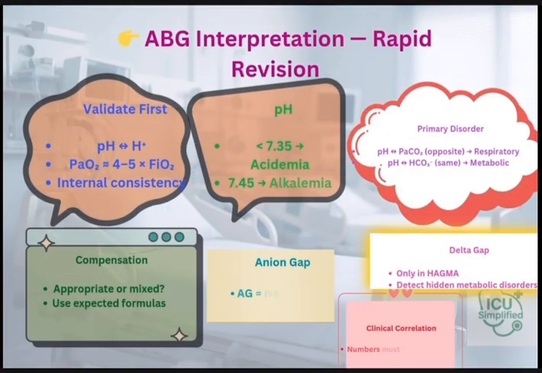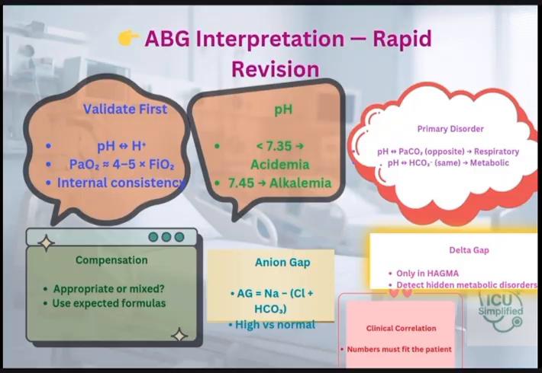Let's end with a rapid revision of the complete ABG approach. First, always validate the ABG. Check the relationship between pH and hydrogen ions. Assess whether the PaO₂ fits the FiO₂. Ensure internal consistency of the values.